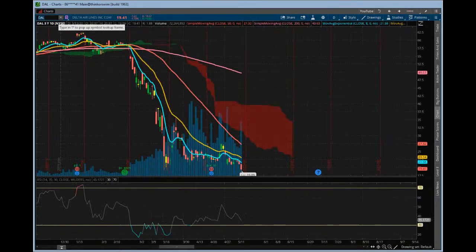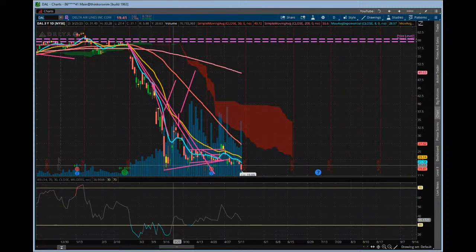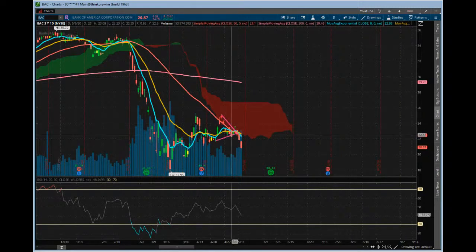Delta Airlines, weak. I mean, all the banks and the airlines were weak today. So very, very nasty move on the downside here. On this one, big volume came in, just dropping down, guys. These things are just getting crushed. Bank of America was also weak. The financials were weak too, so nice job on that one.